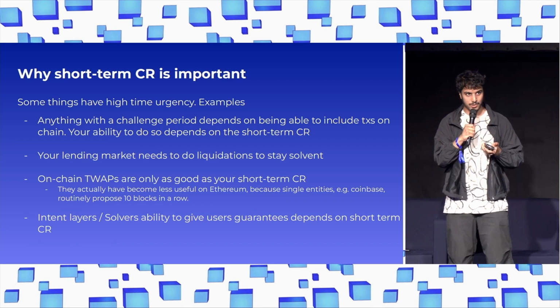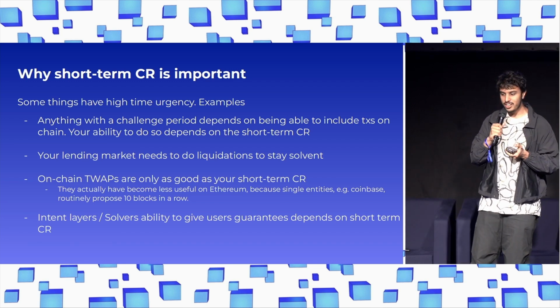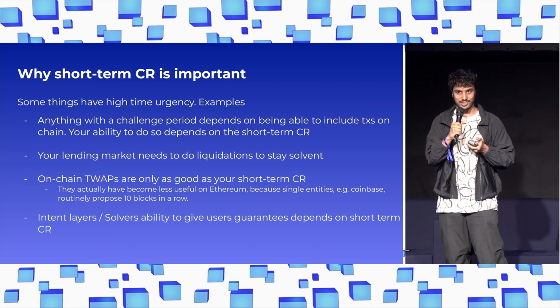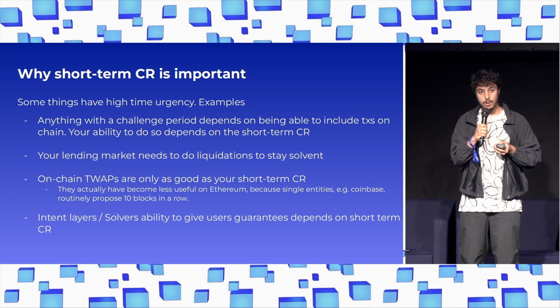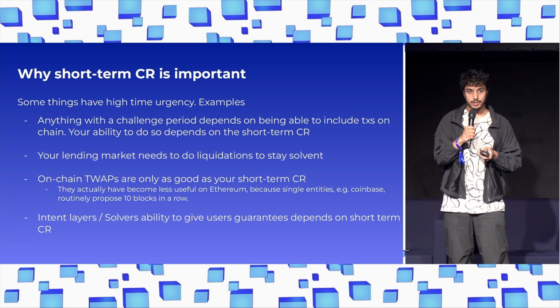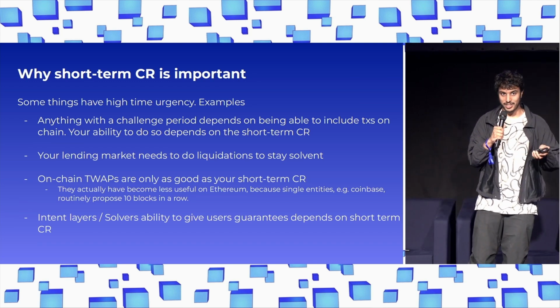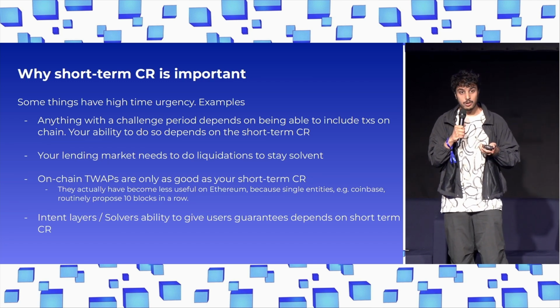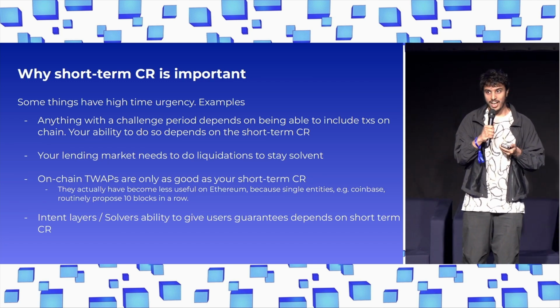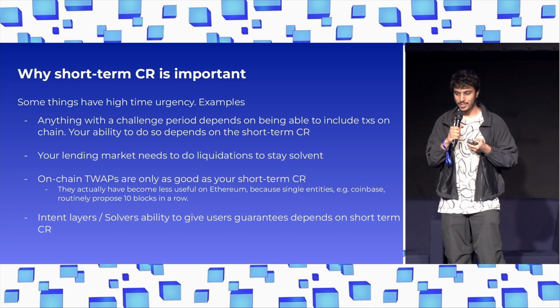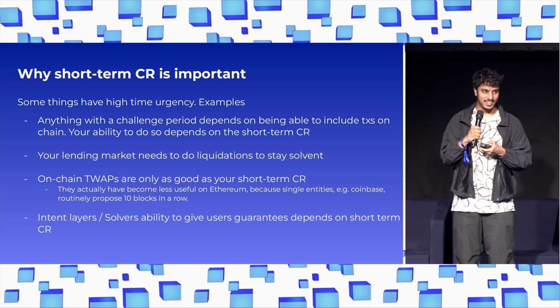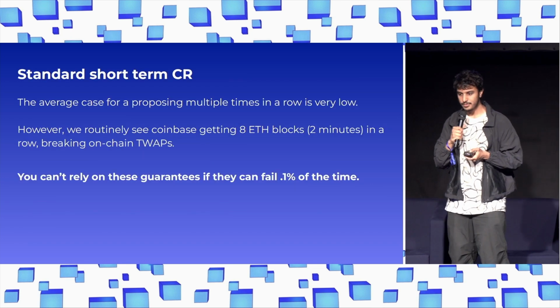And something I think a lot of people haven't realized is that on-chain TWAPs are only as good as your short-term censorship resistance. So in Ethereum, you have Coinbase routinely proposing 8 blocks in a row, which is about 2 minutes of data. So now people have stopped using 5-minute TWAPs because it's basically a centralized Coinbase assumption. To fix this, we need to build this back into our protocols.